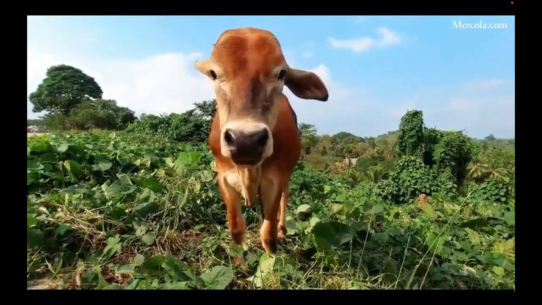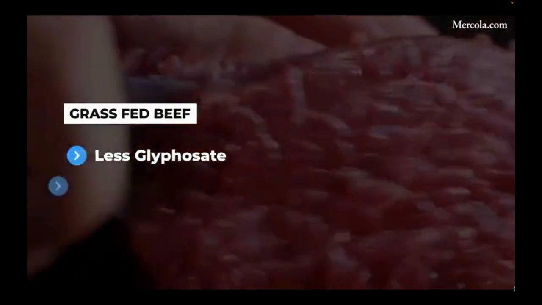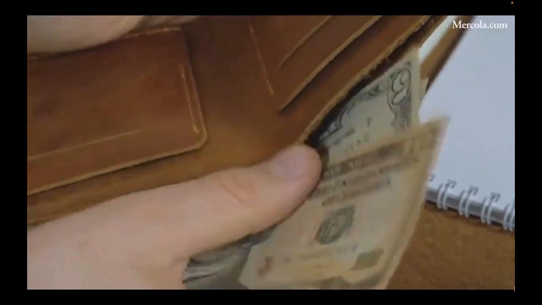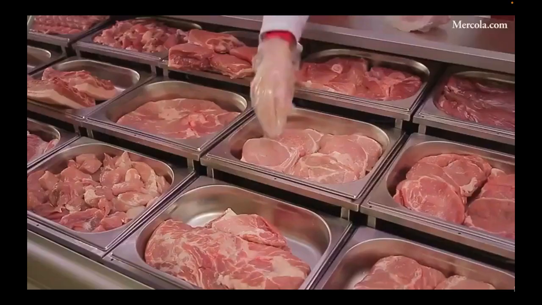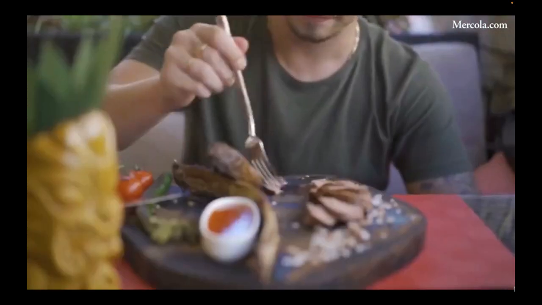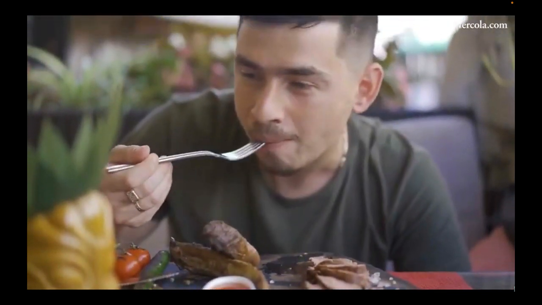However, grass-fed beef is far preferred because it has less glyphosate, hormones, and other toxins. But if you're in a pinch and you're detoxing regularly, you could have non-organic meat of the ruminants, but it is not the preferred approach. So it is preferred to get most of your animal protein from ruminants.